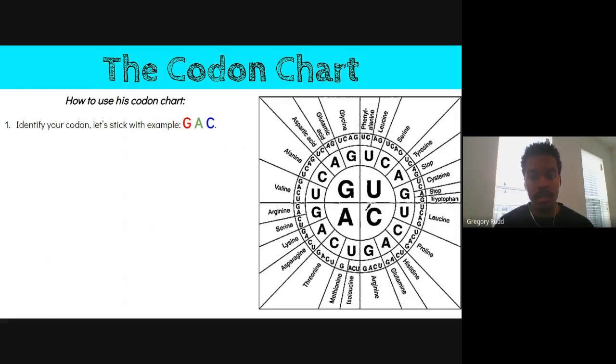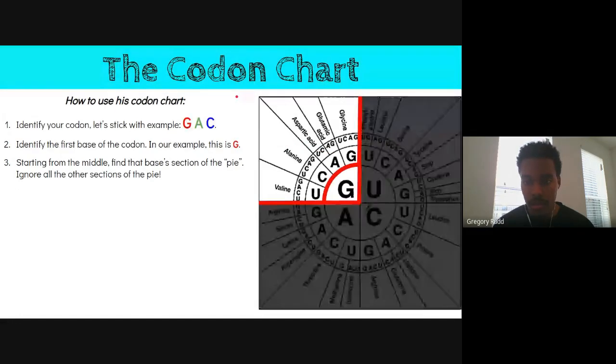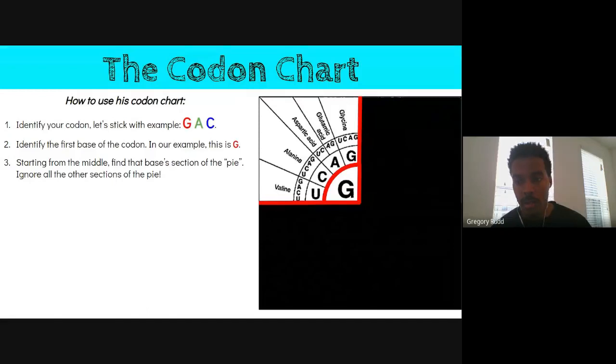Looks complicated. It's not nearly as complicated as you think. Again, you need to identify what your first base is. In this case, it's G. So start from the middle. Find the base's section of the pie. So find G's section of the pie. Now, once I find it, I can ignore all other sections. So there's G's section. I can ignore those other sections. They don't matter anymore.